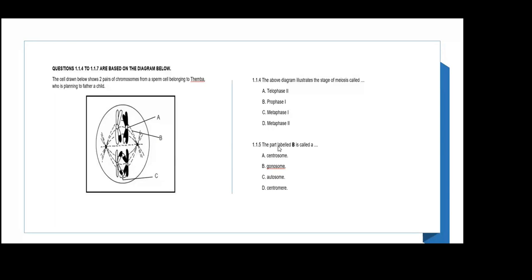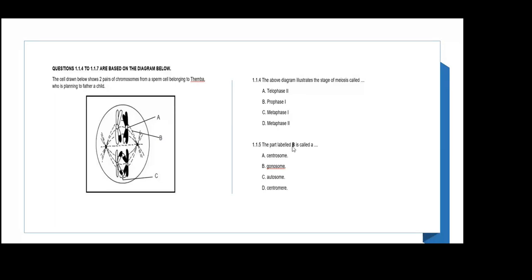The part labeled B: centrosome, gonosome, autosome, centromere. So your centromere would be in the middle. I think 1.1.5's answer was D, which said centromere. That should be A. So it can't be the centromere. So that would be a mistake there. Thank you to the schools that flagged that.